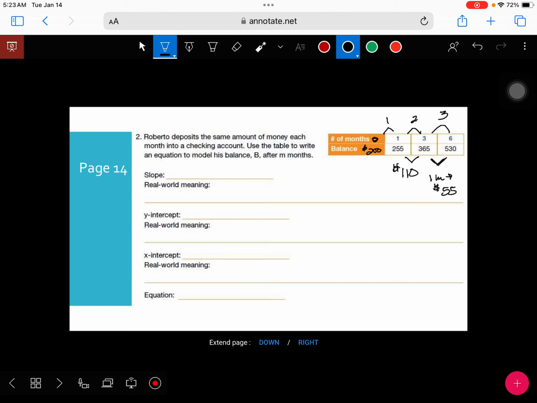The slope here is going to be 55, or 55 over 1. The real world meaning is that every month Roberto deposits $55 into the account.